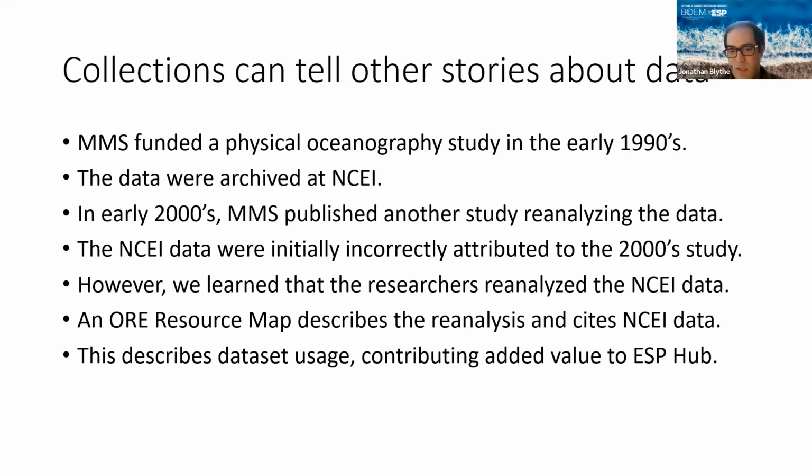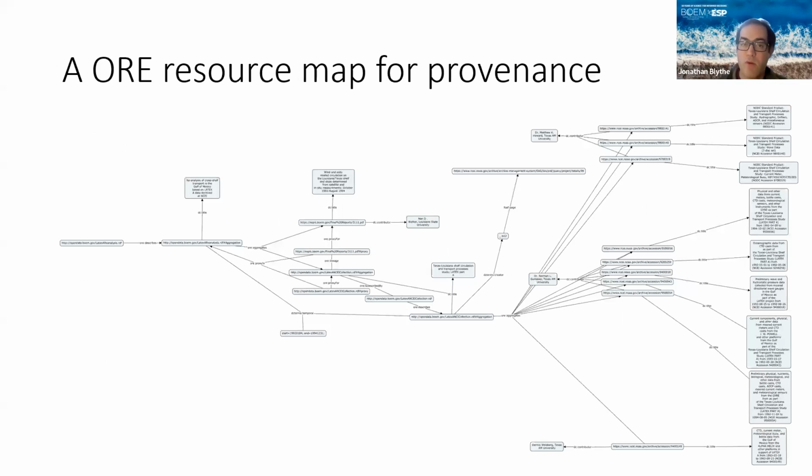No, this 2000 study is just citing the data from latex A. They did not collect the data. So we were able to move that in the relational database. We took that data away as a product of the 2000 study, and we put it as a product of the 1990s study. And now it's correctly attributed in the relational database. And we need an ORE resource map with a little more semantic nuance to capture that relationship.